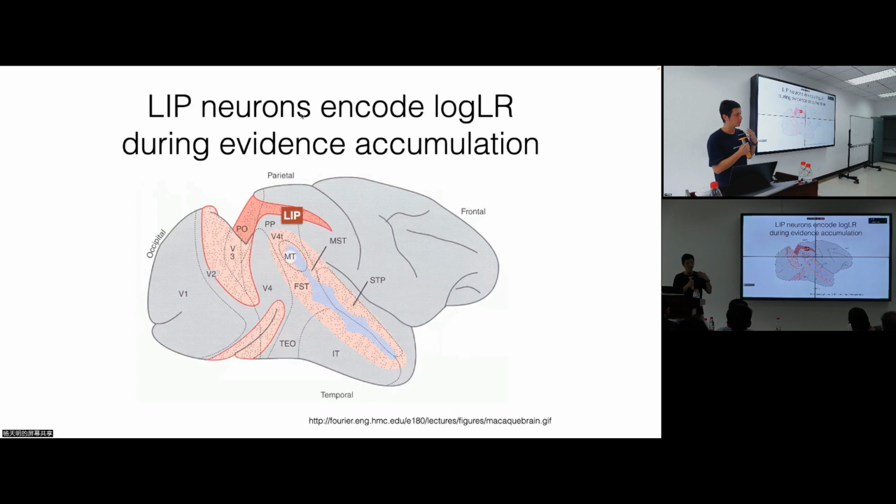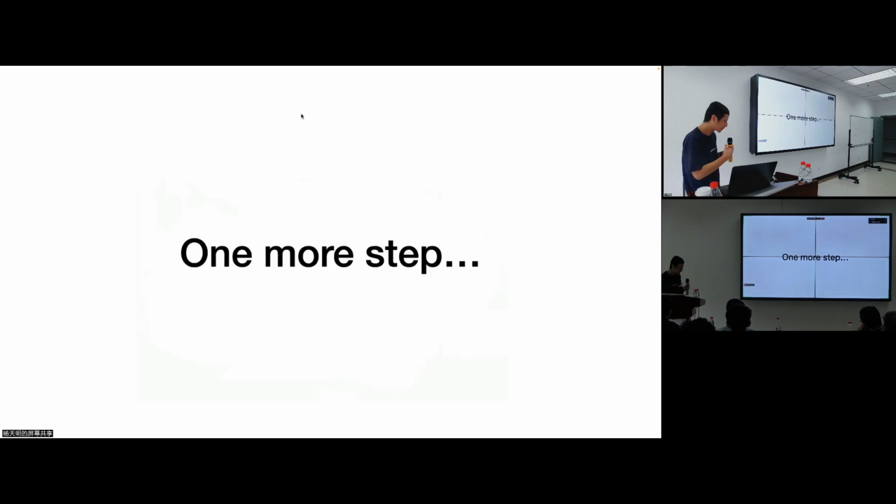By now we've shown the evidence that LIP neurons do encode log-likelihood ratio during evidence accumulation, and they do behave as what SPRT would predict. So the DDM that I've shown you in the last talk may be well captured by the SPRT. And in SPRT, we have a better way to quantify the evidence that's being used in decision making.